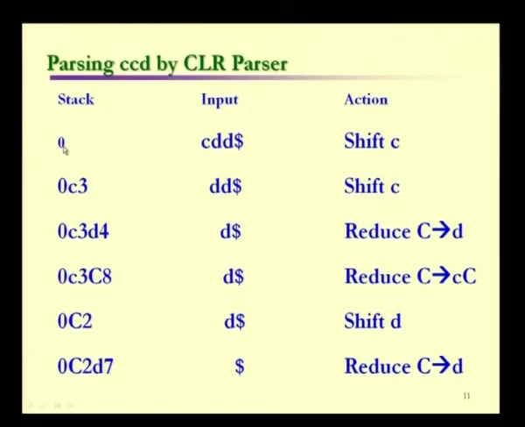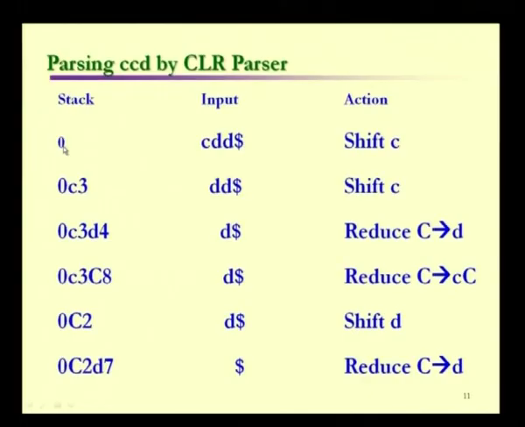Now we shall see how we make use of this parsing table for parsing a string. We shall take a very small example, CDD, and the parsing uses 2 data structures. One is the stack and the other is the buffer. In the buffer we load the input which is supposed to be parsed, terminated by the special symbol dollar, which denotes the end of the string, and the stack is initialized with 0, the state number from where the parsing starts. So, here we have state 0, and the input is CDD dollar.